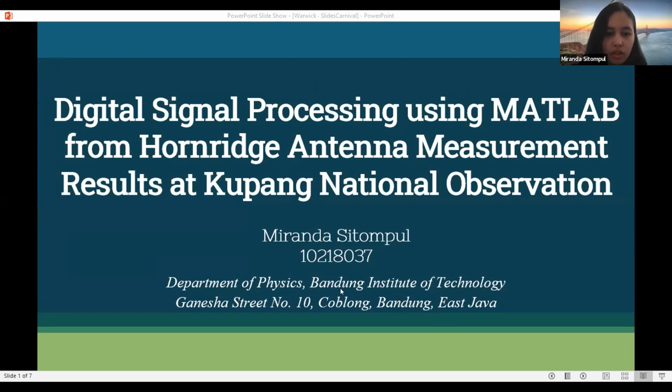My name is Miranda Sitompul. I'm from the Department of Physics, and now I will tell you about my internship or practical work topic with the title Digital Signal Processing using MATLAB from Hornridge Antenna Measurement Result at Kupang National Observation.